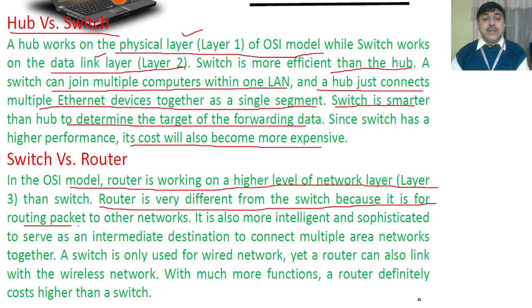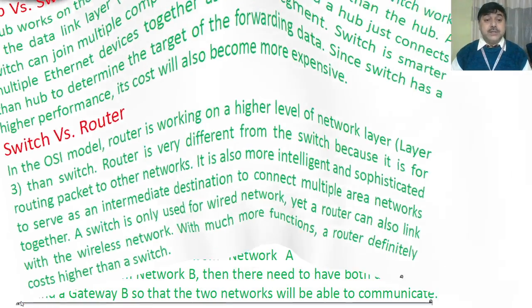Routing means packets go to the other network. What does routing do? It sends the packet to the other network. There are intermediate destinations connecting multiple areas of the network. Switches are used for the local network, and routers can be linked and joined. Clear? The more effective and more efficient one will also be the costliest.